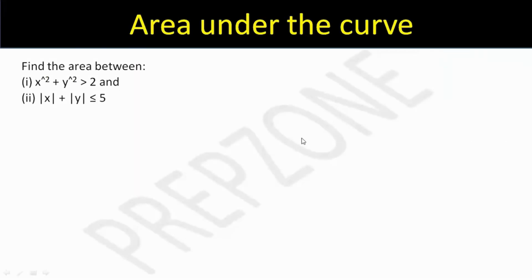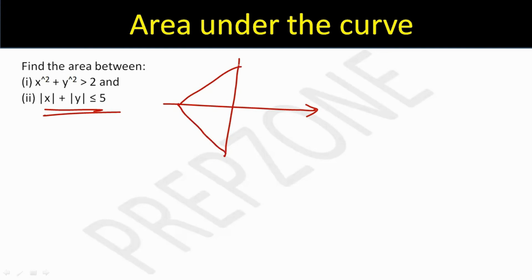So yeah, this was the homework that was given to everyone. For the interest of those students who have attempted the question, you have to find the area between these two curves. I know mod x plus mod y less than or equal to 5 is just a rhombus.